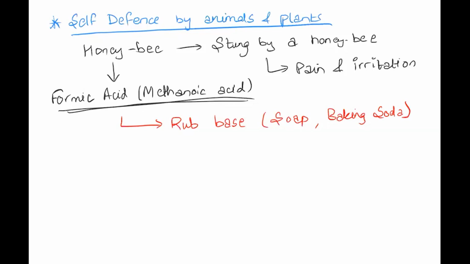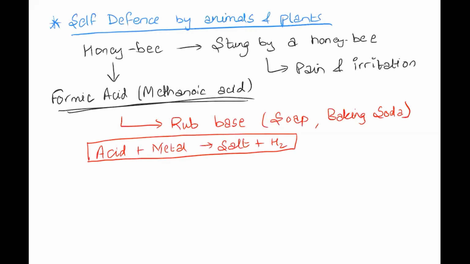Okay, I hope it's clear. So there is a question that why we sometimes rub an iron object. While discussing the reactions, we saw that when acid reacts with metal, it gives out salt and hydrogen gas. So again the acid is removed and therefore it gives relaxation. So sometimes we also rub metal onto it. Now it's clear to you. So either we rub any base or we rub any metal for this.